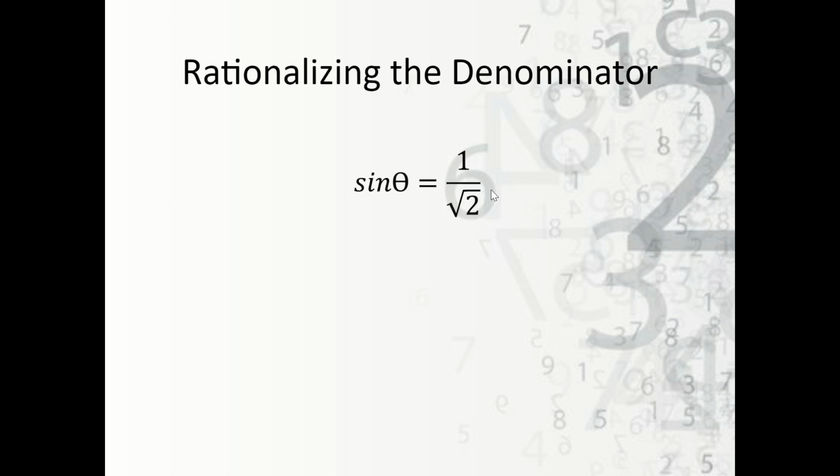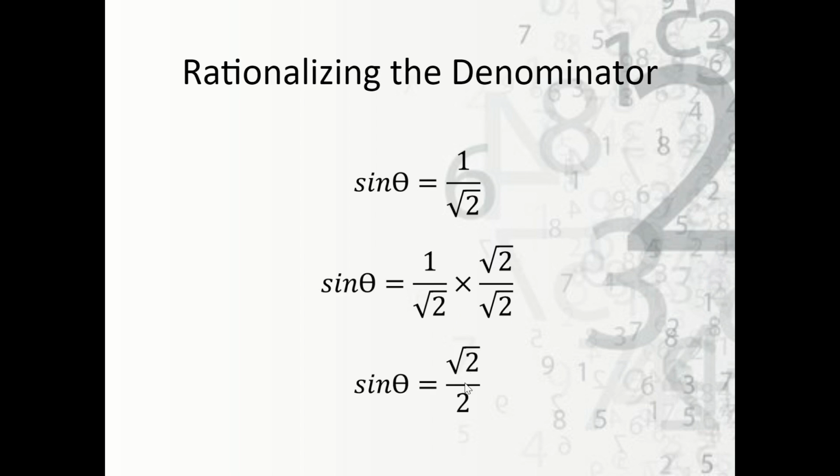In order to change it, we're going to multiply both top and bottom by the denominator. Because if we square anything, even if it's a square root, if we square a square root, then we get an integer out of it. So we have square root of 2 times square root of 2, which is just 2. And then 1 times square root of 2 is square root of 2. So we get square root of 2 over 2. It's okay for us to have a radical in the numerator, but not the denominator. So this is the sine of theta.